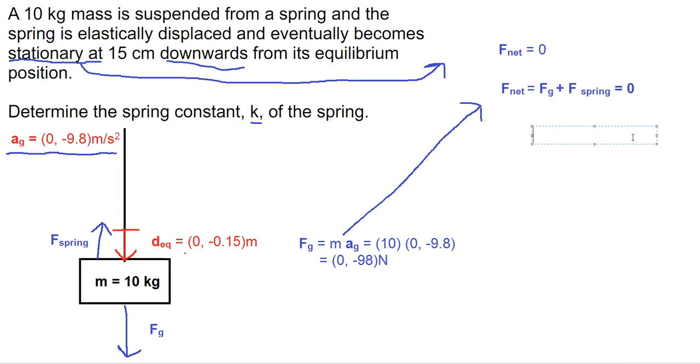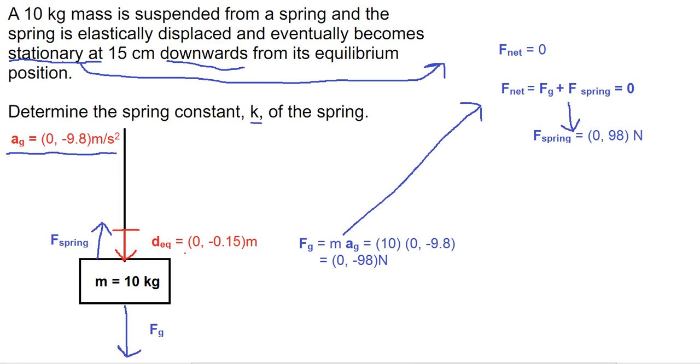If you've done this correctly, the force of your spring needs to counteract gravity in order for them to add up to 0. Therefore, the force of your spring must be positive 98 newtons in the y. This is the only way that you can have these things add to 0. Now, once we have this force of the spring defined, it's rather straightforward to find our spring constant k.